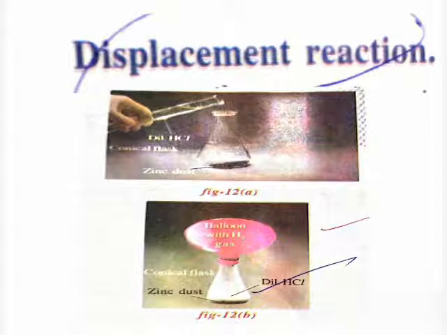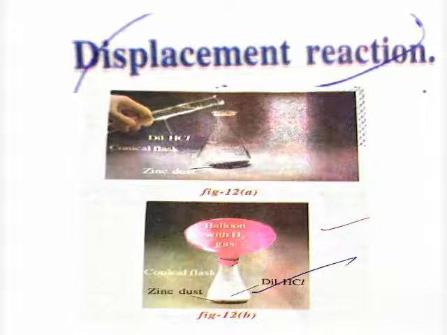Now we will discuss. Okay, take a small quantity of zinc dust in a conical flask. Means take a conical flask, and in that conical flask take some zinc dust. Okay, and add hydrochloric acid slowly. Now take some hydrochloric acid in a test tube and slowly add that hydrochloric acid to the zinc dust. So what can we observe?